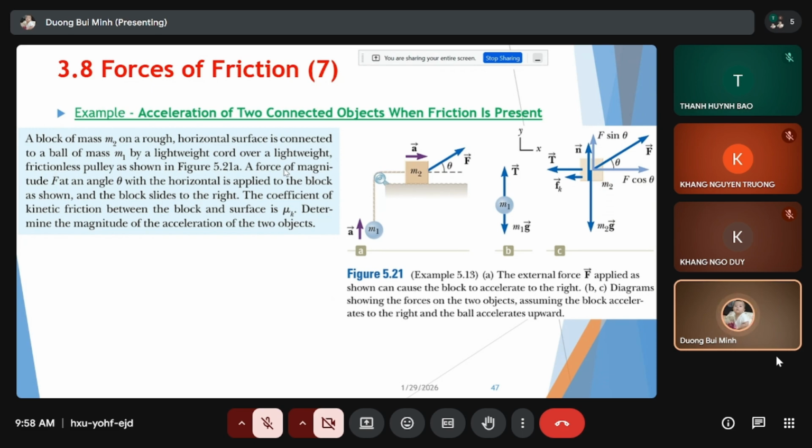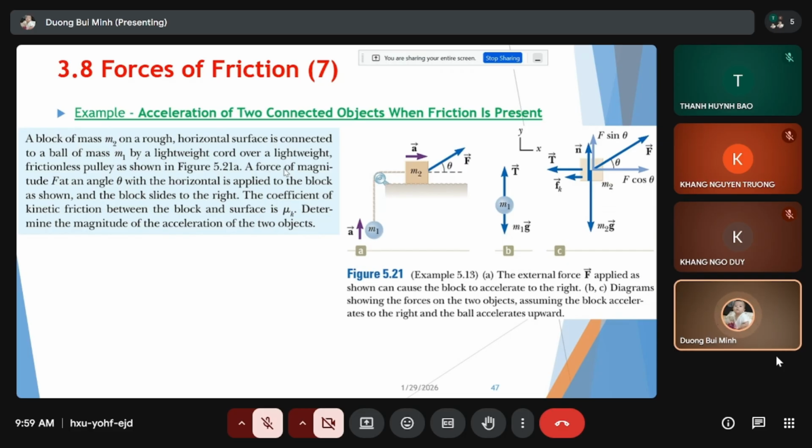Now how can we analyze the force? We have M1, so here we have M1 G, and here we have tension T. For M2, we have M2 G, and here we have normal force. Why do we consider normal force? Because we have friction force. And this one, we discussed before.